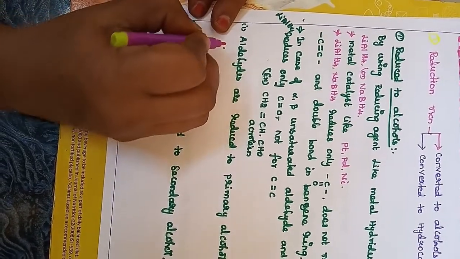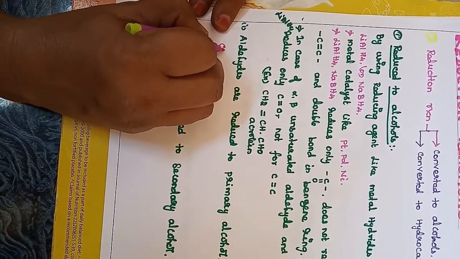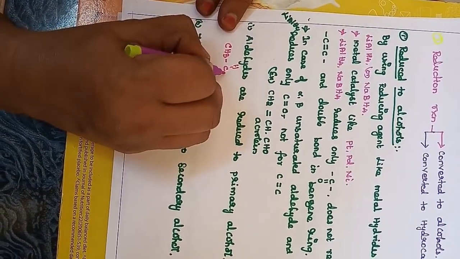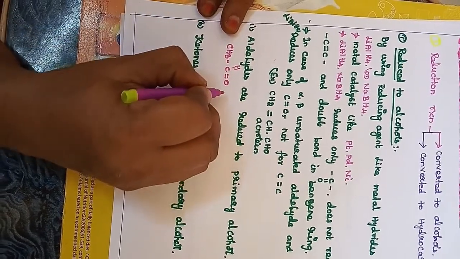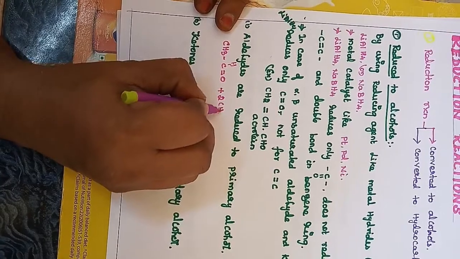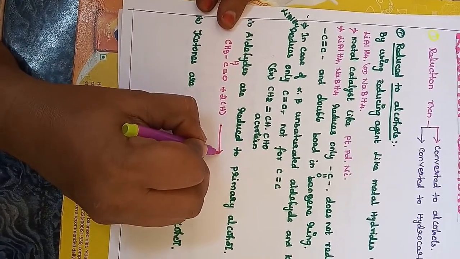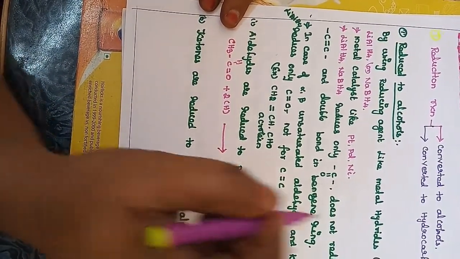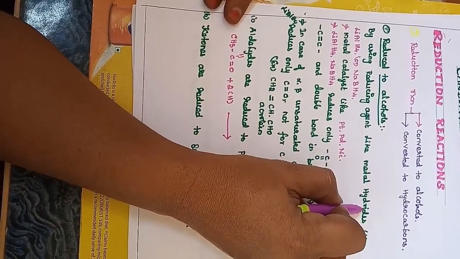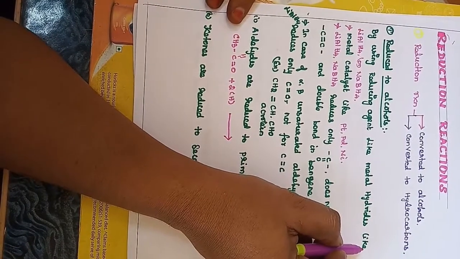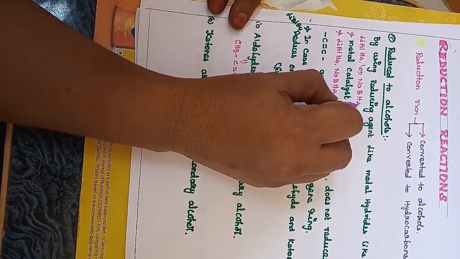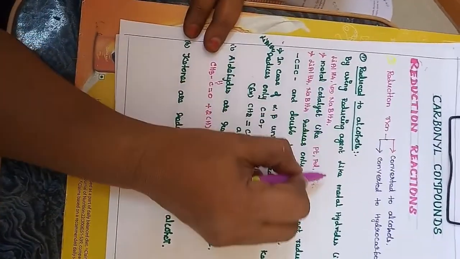What is the formula for acetaldehyde? CH3CH=O. This reaction is carried out with hydrogen in presence of some common reducing agents like metal hydrides. Some examples of metal hydrides: lithium aluminum hydride or sodium borohydride. These are the common reducing agents.